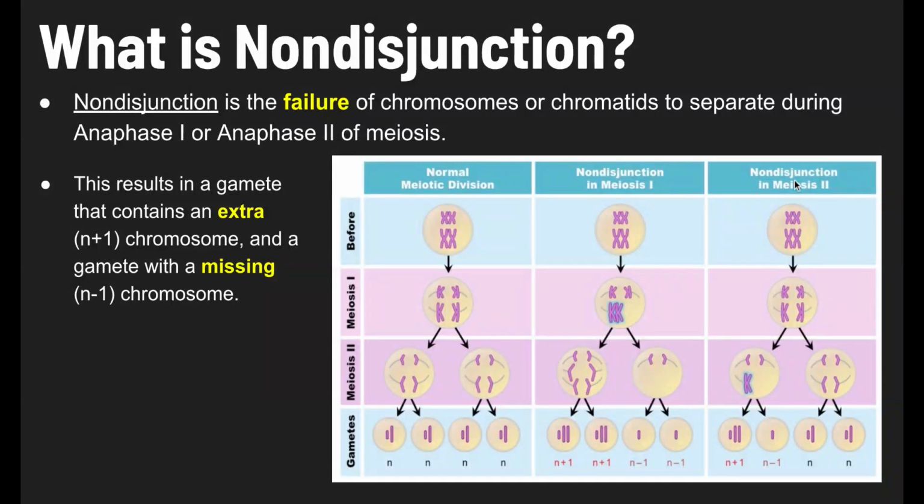Same sort of thing happens during meiosis 2 if nondisjunction occurs. But instead of having 2 gametes with extra chromosomes, this time there'd only be 1 gamete with an extra chromosome in it and 1 gamete with a missing chromosome.